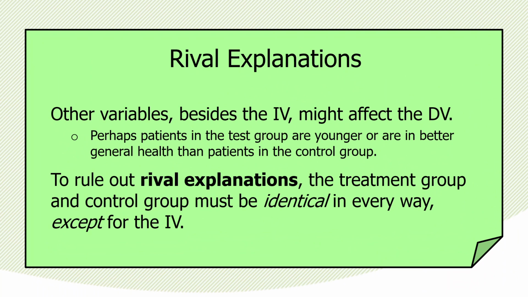To rule out rivals, this is the key point of the chapter, to rule out rival explanations, the treatment group and control group must be identical in every way except for the independent variable. And experimental designs guarantee that the test and control group from the beginning of the research are identical in every way, so that the only cause of any change in the dependent variable must be the independent variable.